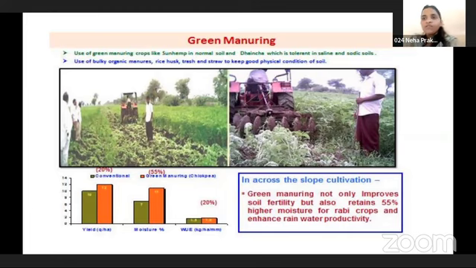There are two types of green manuring technology, the in situ and the ex situ technology. In situ, what we are doing is cultivating a crop, such as sun hemp. We cultivate that crop in our field and bury it in that field. In the image, you can see that the farmers are cultivating that crop in the field and burying it with the help of tractors. So this is the in situ technology.